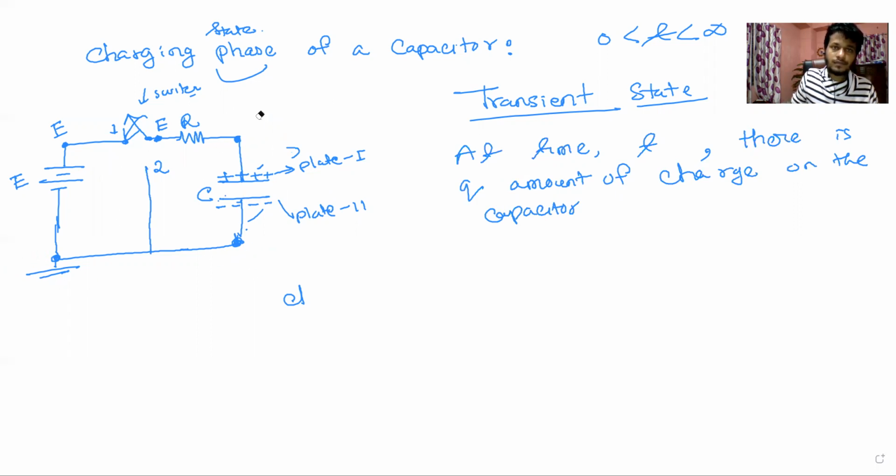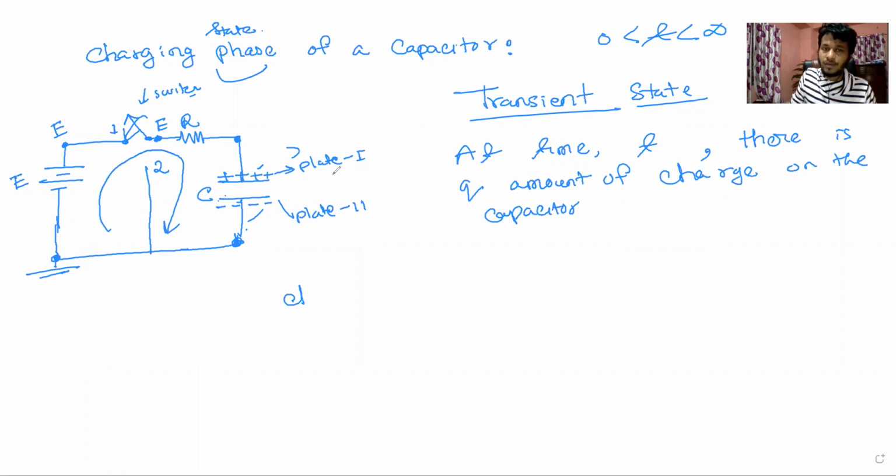Before that, can you tell me what will be the direction of the current through this circuit? Sir, clockwise. Look, the electron is flowing from plate 1 to plate 2, right? And we know the conventional direction of current is opposite to the direction of electron, so the direction of current will be from plate 2 to plate 1, isn't it? So the current will flow in this clockwise direction, right?